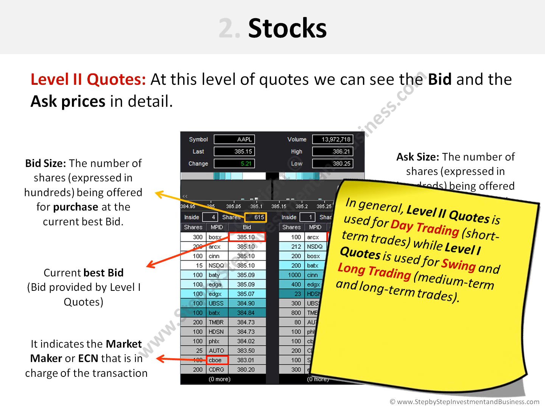In general, Level 2 quotes, as it provides investors with more detailed information, is used for day trading. So it is for investors who make short-term trades. On the other hand, Level 1 quotes, which corresponds to the information provided by the watch list, is used for swing and long trading, that is, for medium-term and long-term trades.